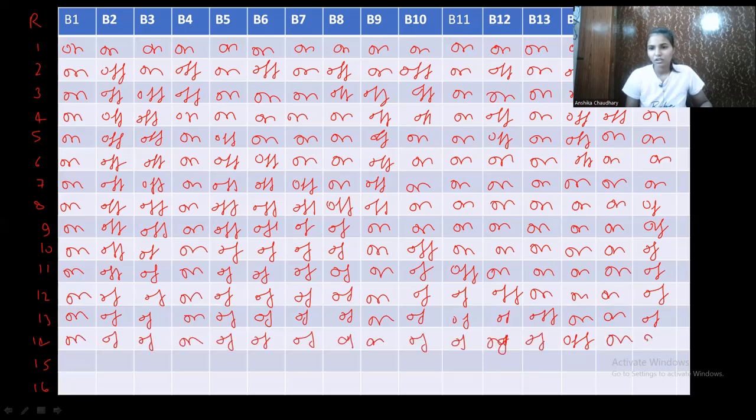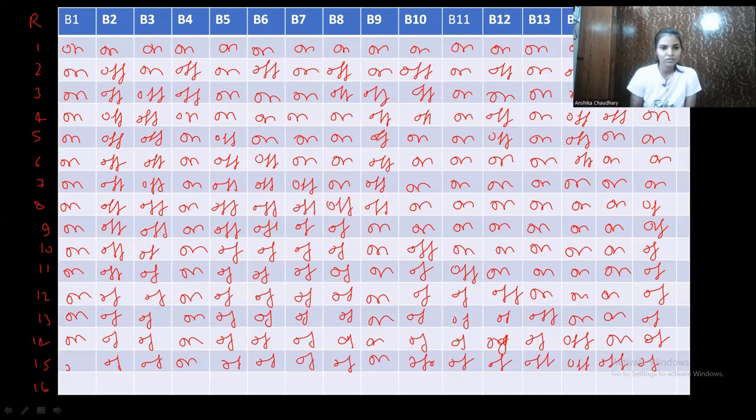Off, on, off. Okay, now every 15th bulb, that means this bulb, so it will become off. Okay, and the rest will be as they are, off, on. Now every 16th bulb, that means the last bulb will become on, and all the remaining bulbs will be as they are, off, off, off, off, off, and off.